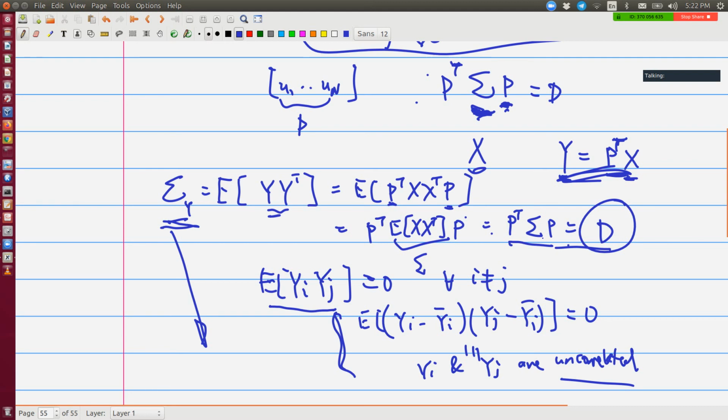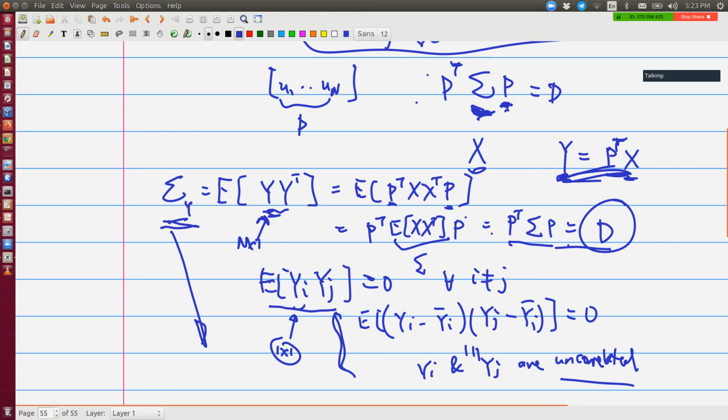For any x times by p, something like this, it can be diagonalized if i equals j. Wait, let me be a little bit careful. I guess my notation confused you. Y here is a vector, an n by 1 vector, and yj here is a 1 by 1 element.